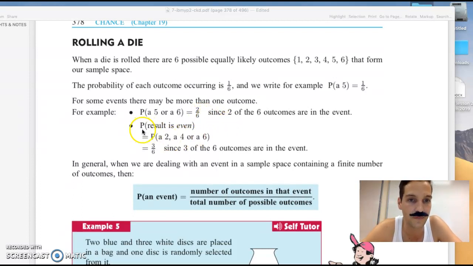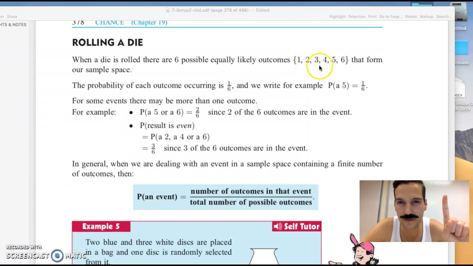Here's another example. What is the probability of the result being even? Even number. So we look back at our sample size. There's a 2, that's an even number, so we've got 1. There's a 4, that's an even number. Now that means there's 2 possibilities, and 6 is an even number, 3 possibilities. So yet again, 3 possibilities out of a sample of 6. So 3 over 6. So 3 of the 6 outcomes are in the event. And yet again, we can write that as 1/2 or 1 over 2.